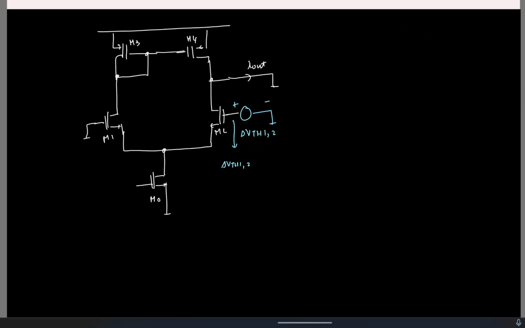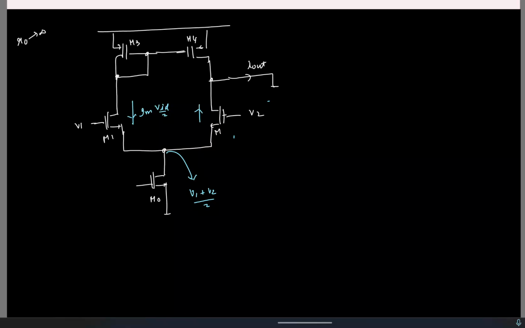Let me take some general inputs, right? That might be even simpler. I'll assume this is V1 and V2, right? And if all R naughts are infinity, what can I say about this tail voltage? Why is it 0? Average of the two? Yeah. So what is the incremental current here? GM times V1 minus V2 by 2. I'll just call it VID by 2. What is the current flowing here?